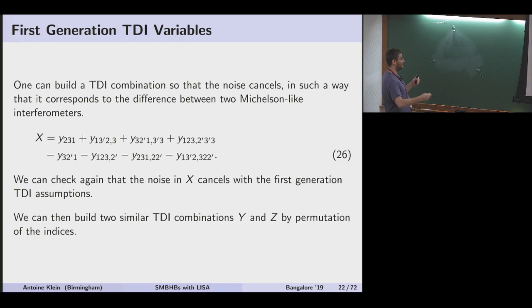So X will be the difference between this path here and this path here. So you bounce off one arm, and then you bounce off the other. And you subtract the signal that you've reconstructed, such that you first bounce off the other and then the first arm.